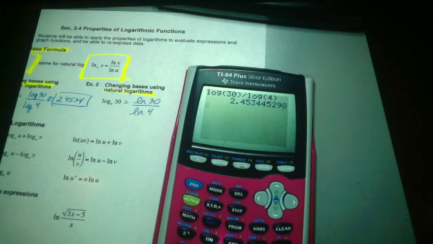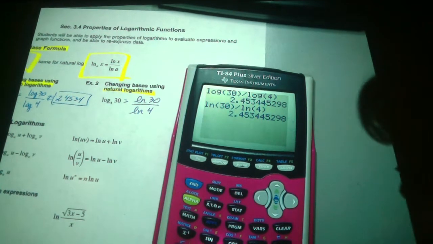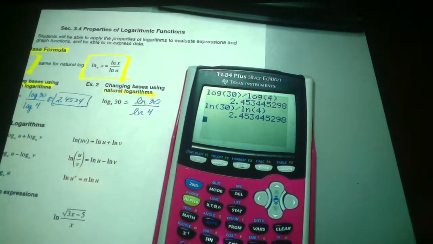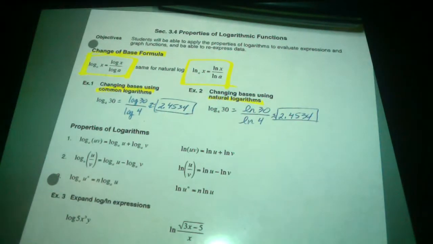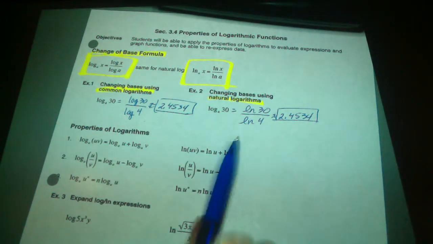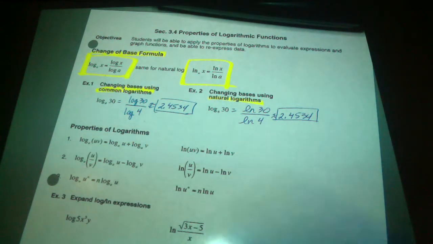So here's my answer from the previous one. We have the natural log of 30 divided by the natural log of 4. Did I get the same answer? Yeah. I did indeed. Change of base formula, you can use common or natural log. Now, I personally would not switch it, but that's just because I have an issue with switching common logs with natural logs. You'll see a lot of teachers do that. I just won't ever see me doing it. It would bother me way too much. But you get the same answer.